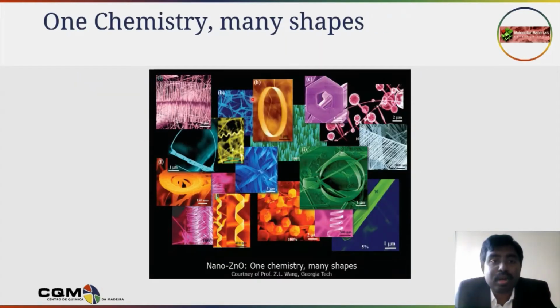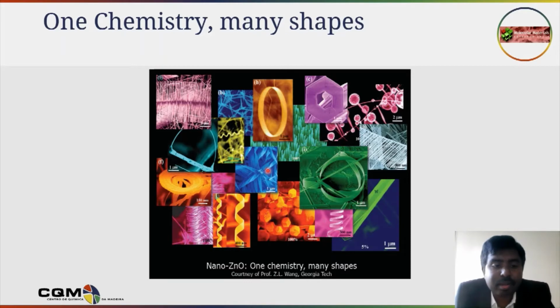The second one is related to its shape. In this slide, I have shown the different shapes of nano zinc oxide nanoparticles. It can be fabricated into ring, into hexagon, into fibers, and several other shapes. And depending upon shape, also nanomedicine's property will differ.